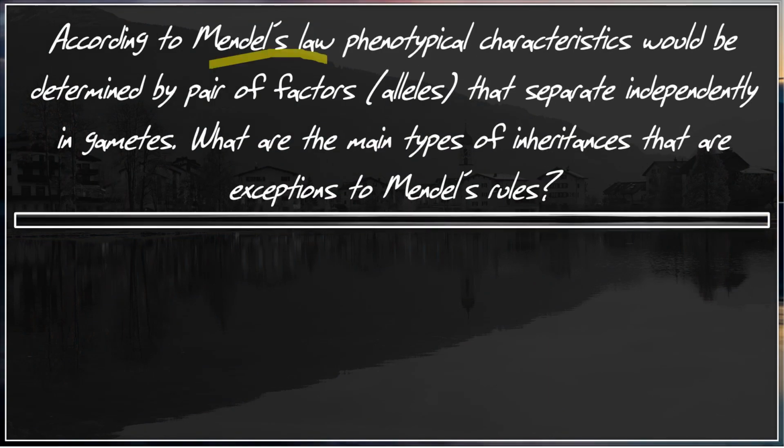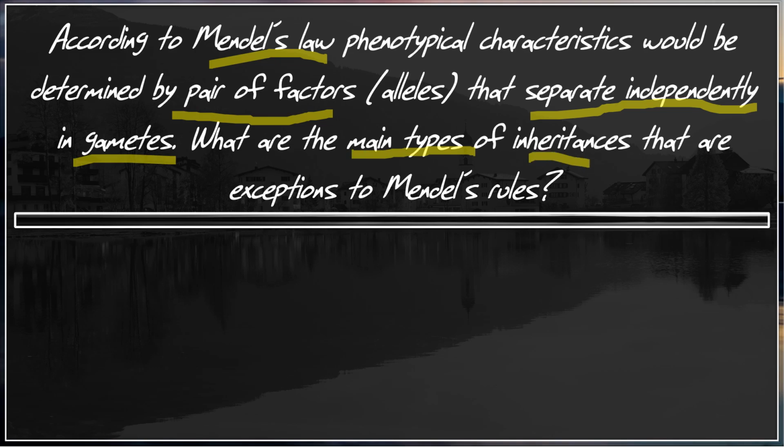According to Mendel's law, phenotypical characteristics would be determined by a pair of factors, alleles, that separate independently in gametes. What are the main types of inheritances that are exceptions to Mendel's rules?